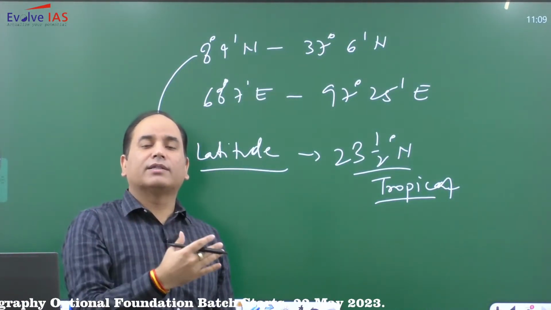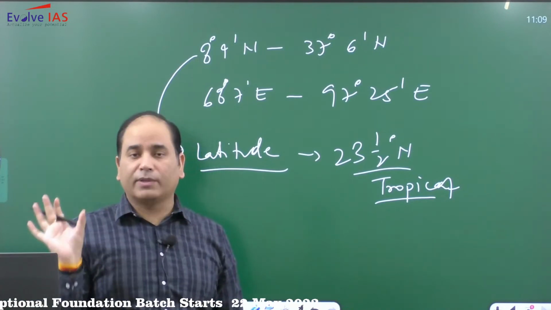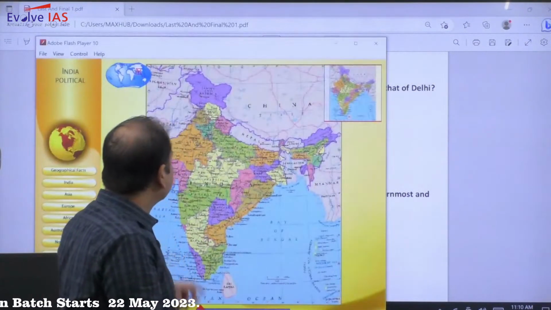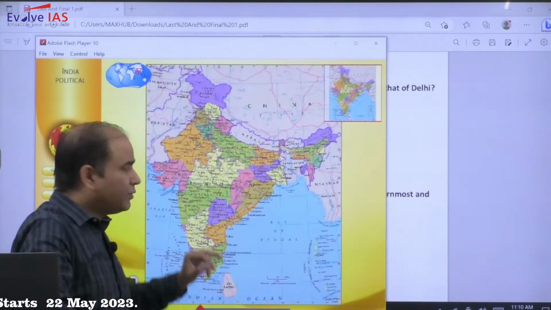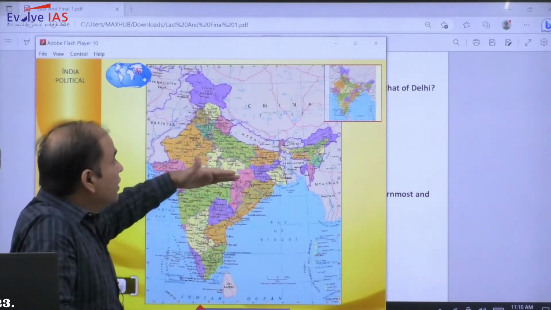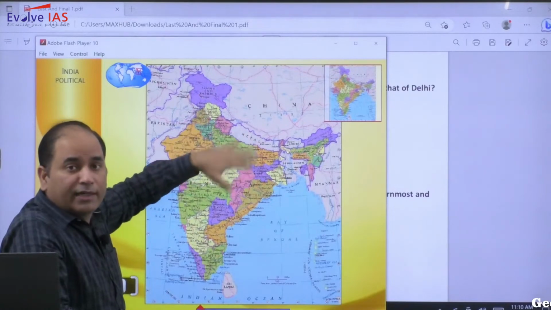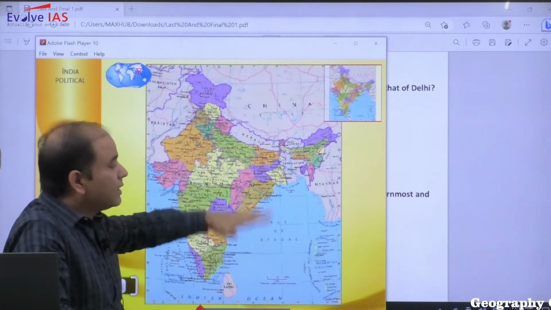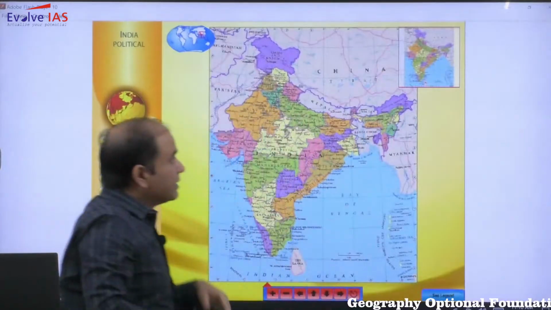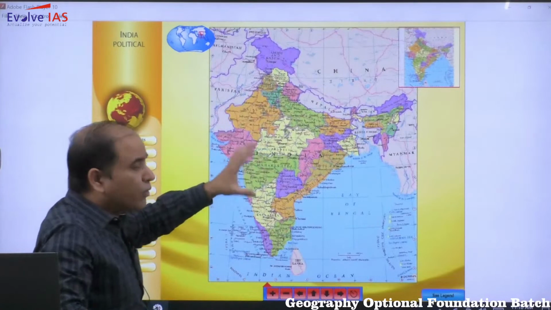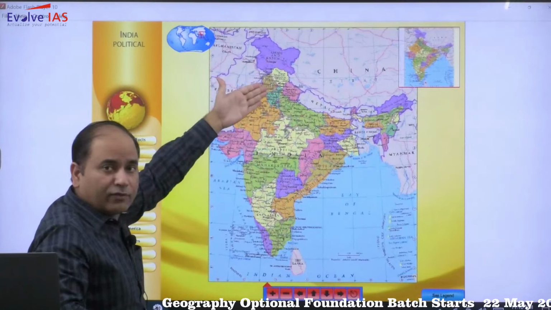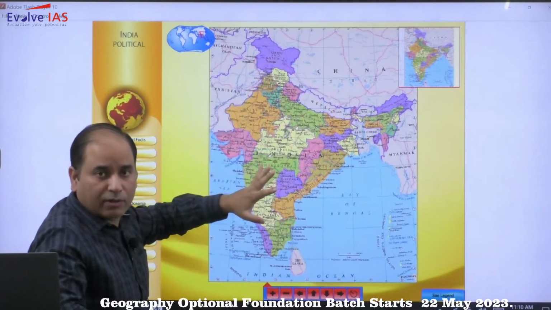So the Tropic of Cancer is passing, and it is expected from you that you have done the basics, the location: which states the Tropic of Cancer is passing through. If you look at the map, you need to do this. Not only that, you need to identify which states are north of the Tropic of Cancer and which states are south of the Tropic of Cancer. Not only that, it is expected that you locate which of the major capitals are north of the Tropic of Cancer and south of it.